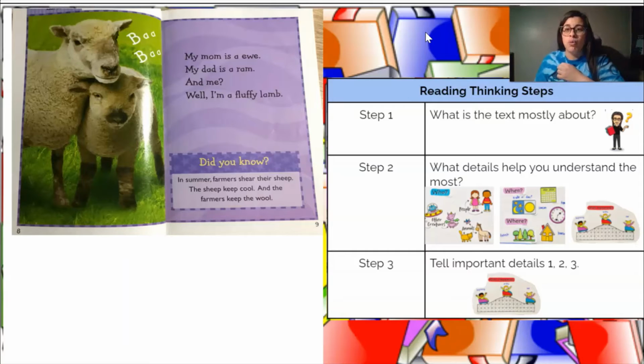So now we've just looked at the pictures and the words to help us get more details to better understand about lambs. So now your teacher is going to pause the video and they're going to have you get your lined paper or your dry eraser board, or you're going to do it together. And I want you to draw out how you would retell this page in your own words.